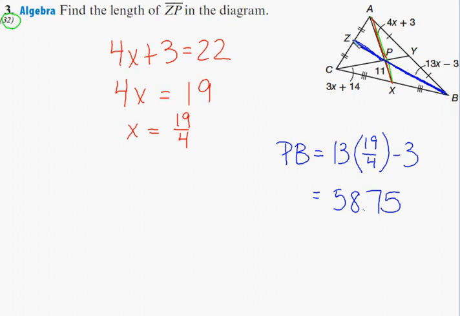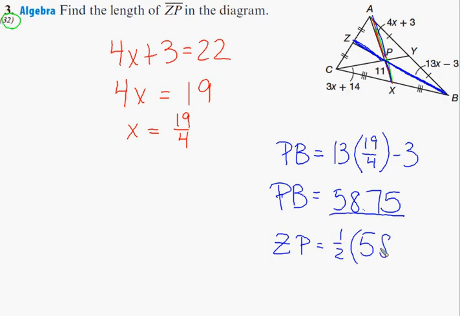And now, if you know that distance, we know that PB is twice as long as ZP. Just like a little bit ago, AP was twice as long as PX. Which means that if PB is equal to 58.75, we can safely say that ZP is equal to 1/2 of 58.75, which is equal to 29.375. A terminating decimal, which means we can leave it as a decimal.